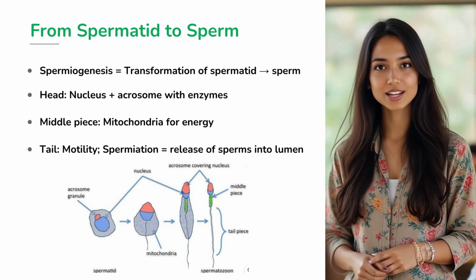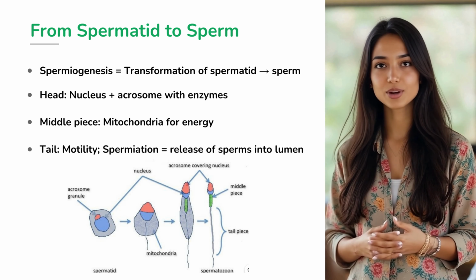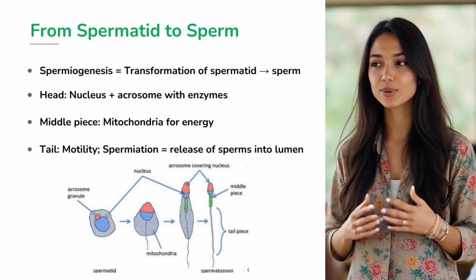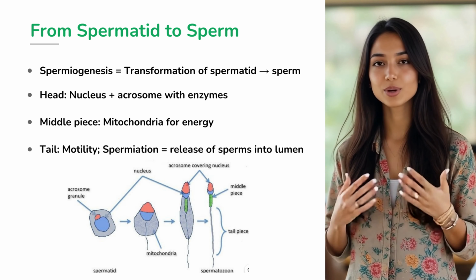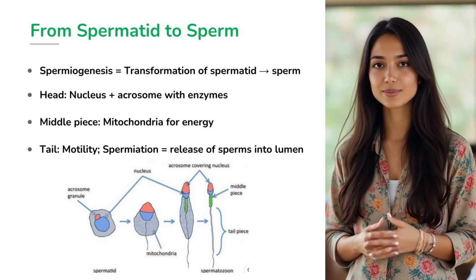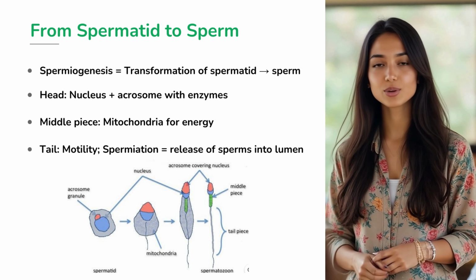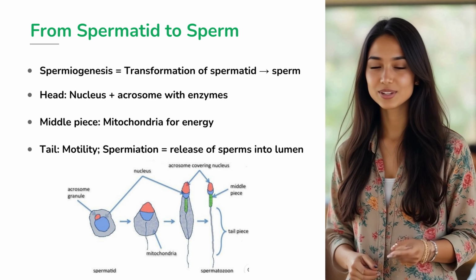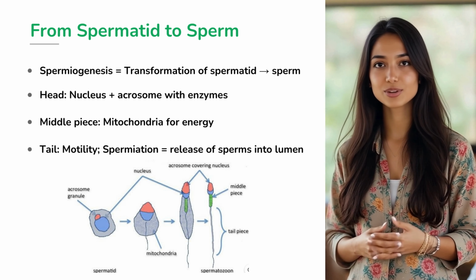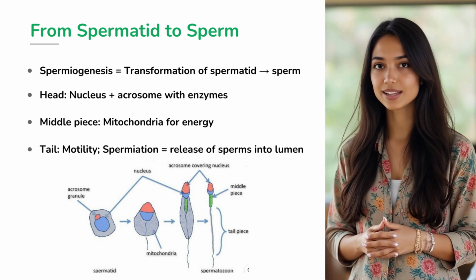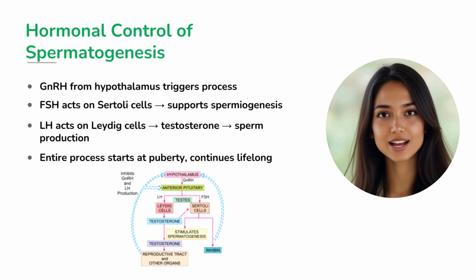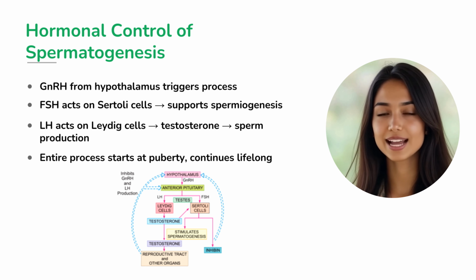Next, these spermatids undergo transformation into functional sperms in a process called spermiogenesis. The mature sperm has 4 parts. Head contains the haploid nucleus and a cap-like acrosome with enzymes. Neck connects the head and middle piece, packed with mitochondria to provide energy. Tail, responsible for motility. After formation, sperms are released from Sertoli cells into the tubule lumen in a process called spermiation.